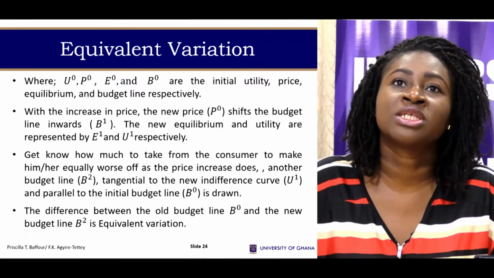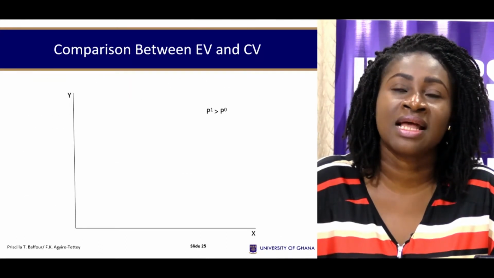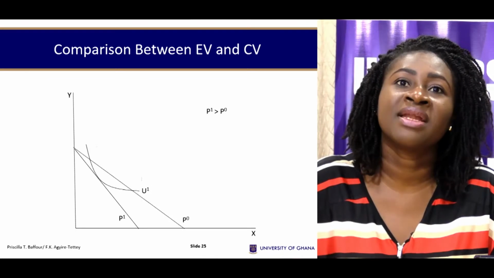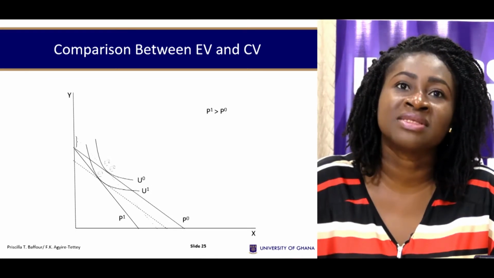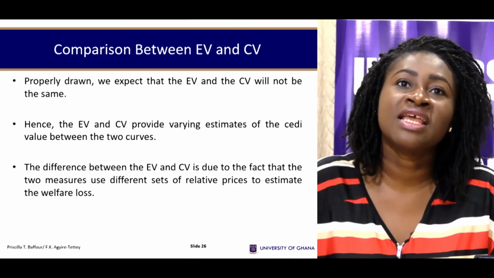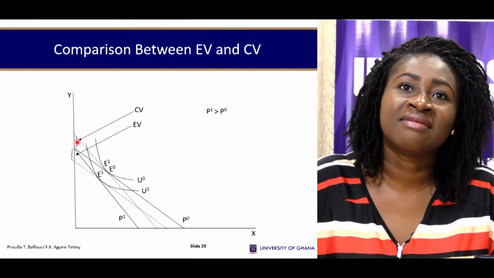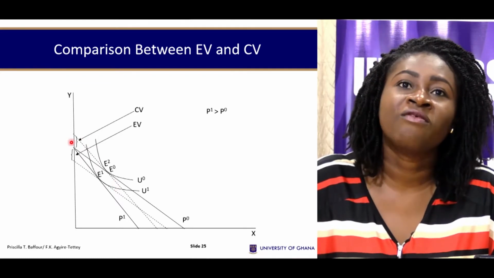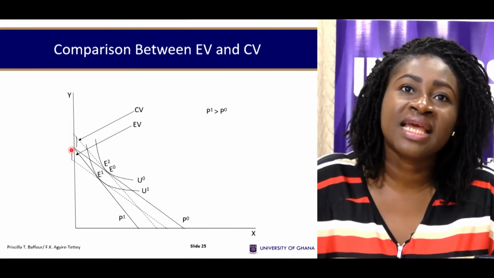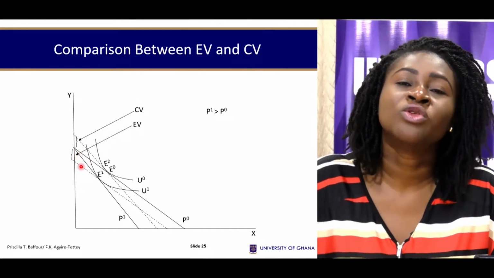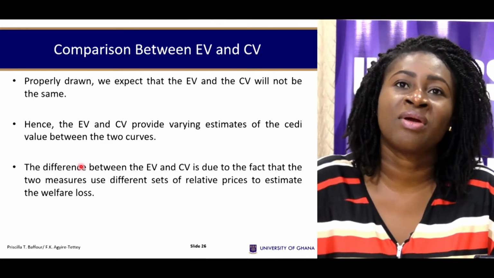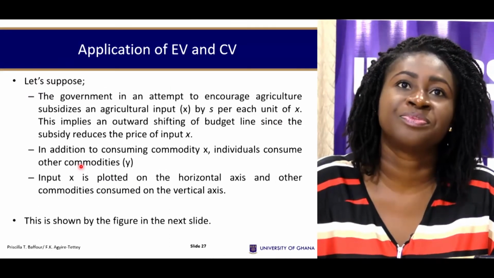This is trying to explain what I have just discussed. So in comparing equivalent variation and compensating variation, you see that for compensating variation, we compensate you for a price increase, and for equivalent variation, we take some money away from you to make you worse off, just like the price increase does to you.